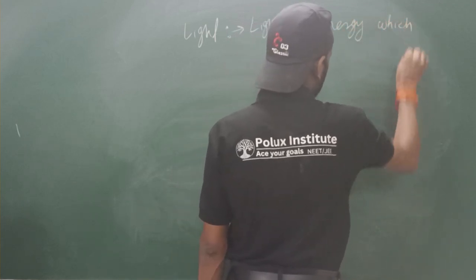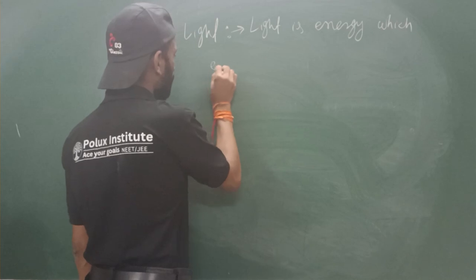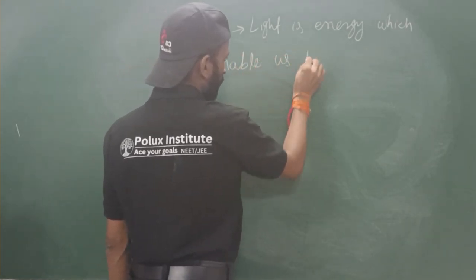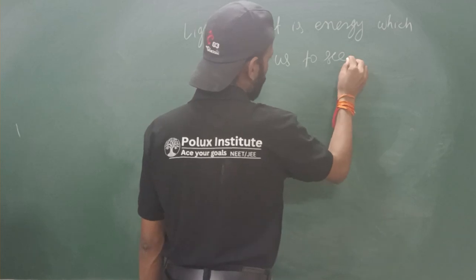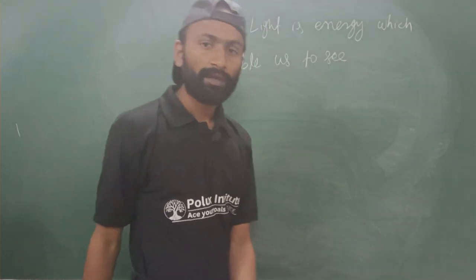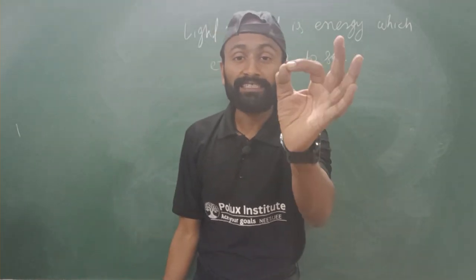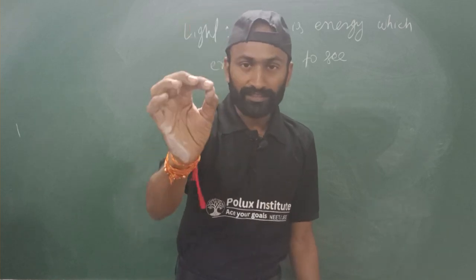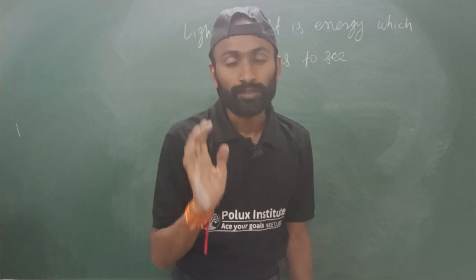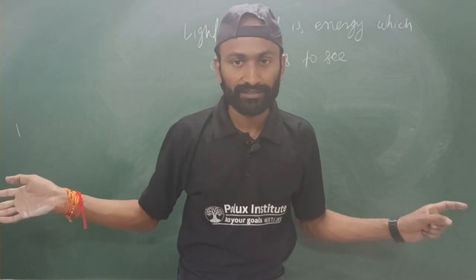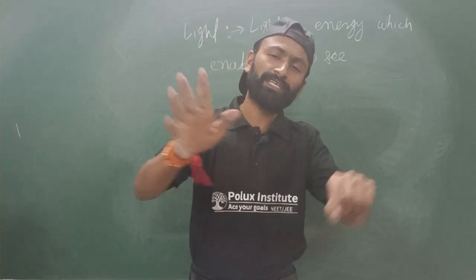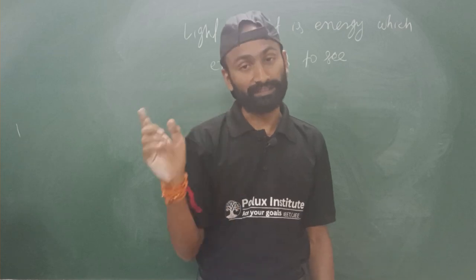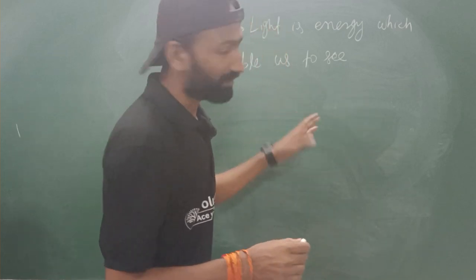which enables us to see any object. Light is energy which helps us to see any object or anything you are seeing. This is due to only and only light. So light is an energy.